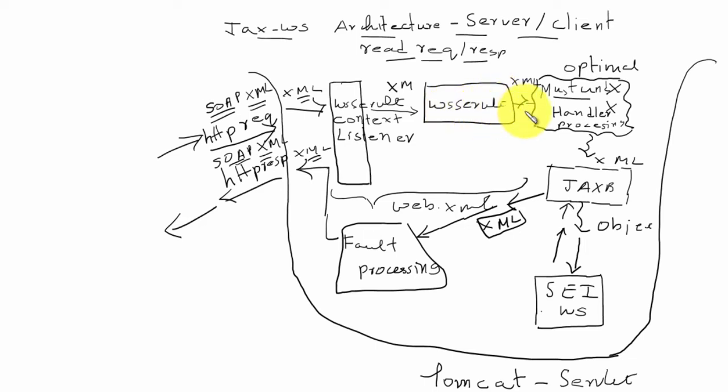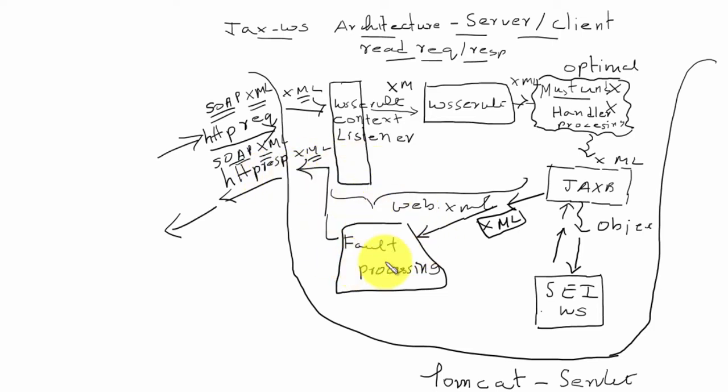Now the servlet will transfer the control to the appropriate service endpoint interface class. On the way, we have optionally must understand processing or handler processing or both. The request, which is all the way still in SOAP XML format, is converted to Java format, object format. XML to object binding happens here. Now the actual logic is executed. Once again, the result is converted back to XML format using JAX-B and sent back as response.